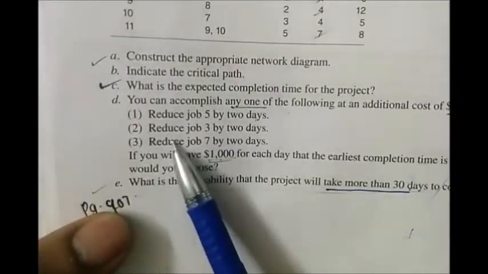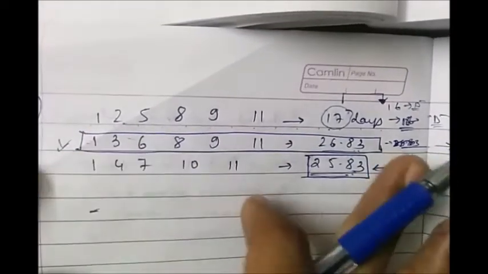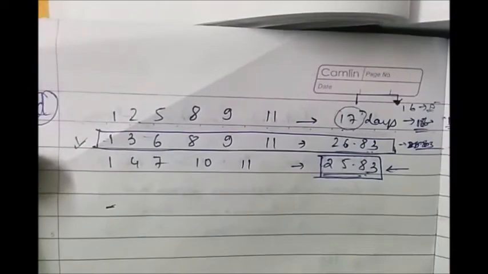And finally, reduce job 7 by 2 days. Again, job 7 does not lie on our critical path, so we would completely discard it. This means that analyzing all the three options, it's not cost beneficial to reduce them, so we would discard all the three options, right?